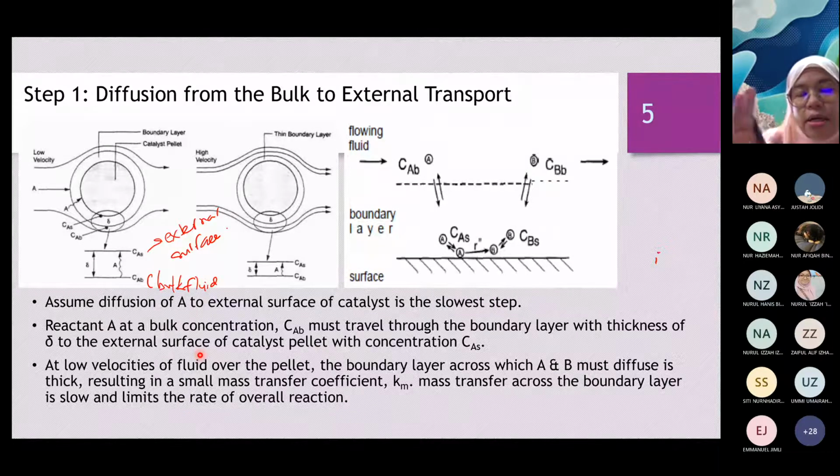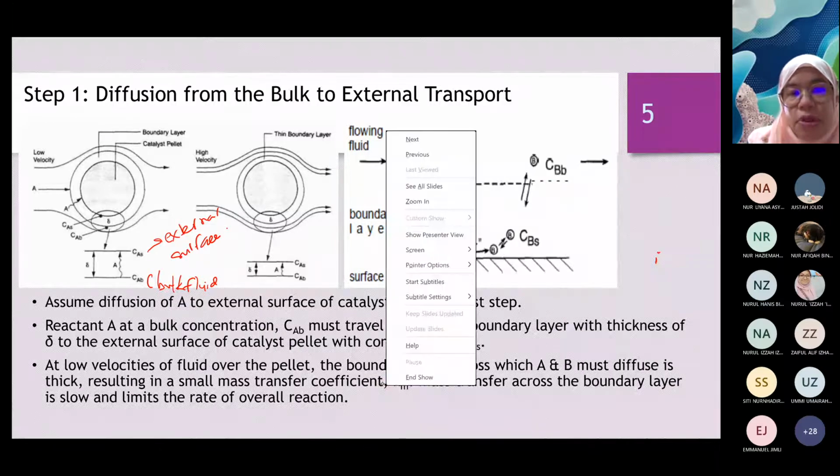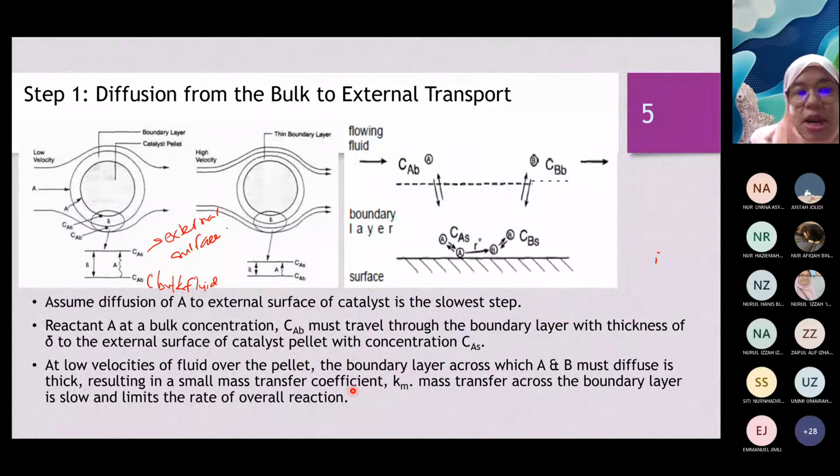Meaning that in the overall reaction here, we need to consider both processes, okay? Reaction process and mass transfer process. So ada dua proses yang berlaku. The first process is mass transfer of the reactant to the external surface. The second process yang berlaku is the reaction of A to produce product B.